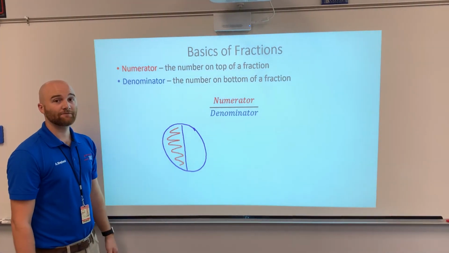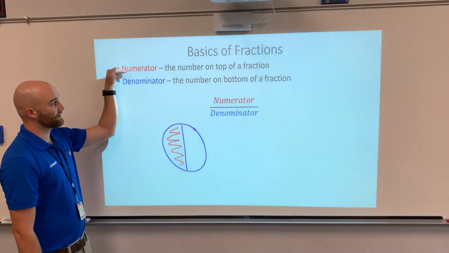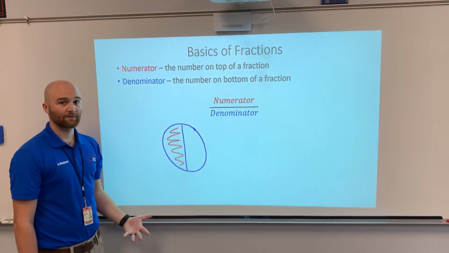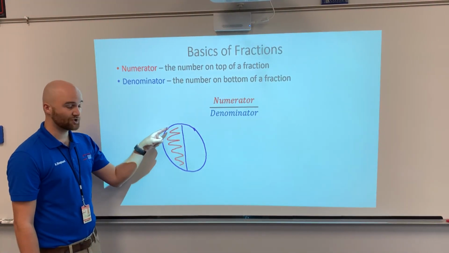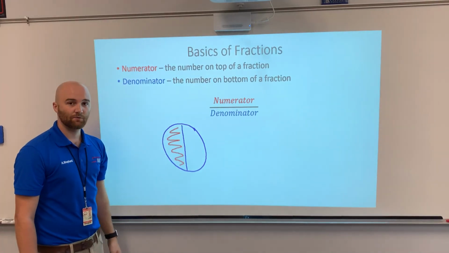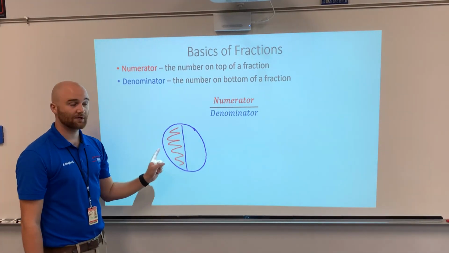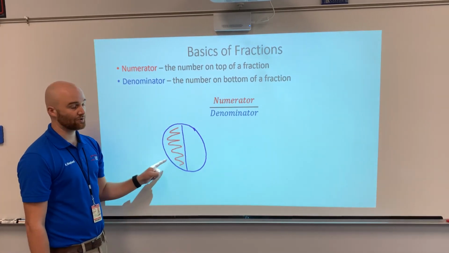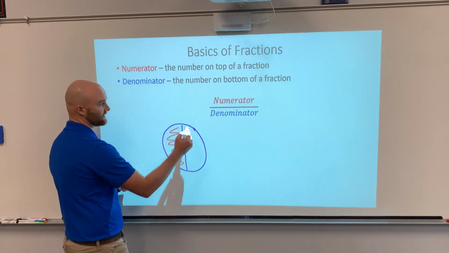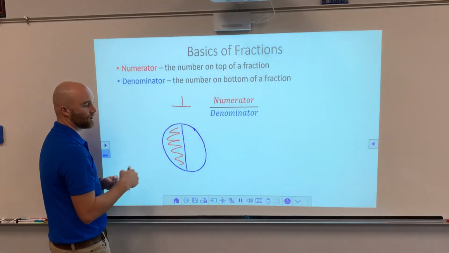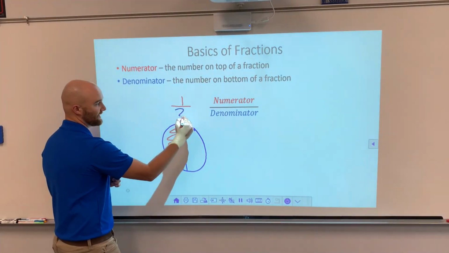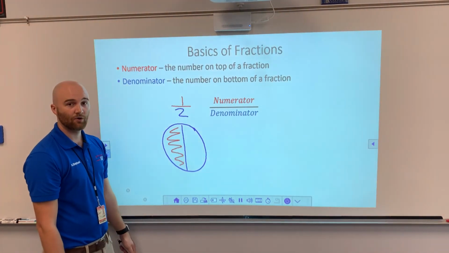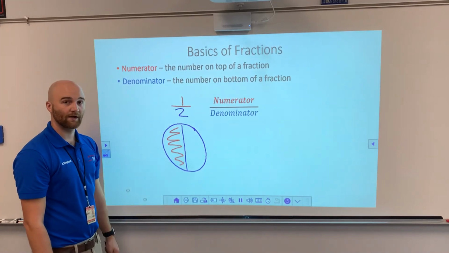A fraction is made out of two parts. It's made out of the numerator and the denominator. The numerator is the one on the top. It tells us how many parts I shaded. The denominator is the one on the bottom. It tells us how many parts it would take to make one whole. So for example, this fraction would be one part shaded over two parts to make the whole, because I count 1, 2 that would have to get shaded to make a whole. This is the fraction 1/2.